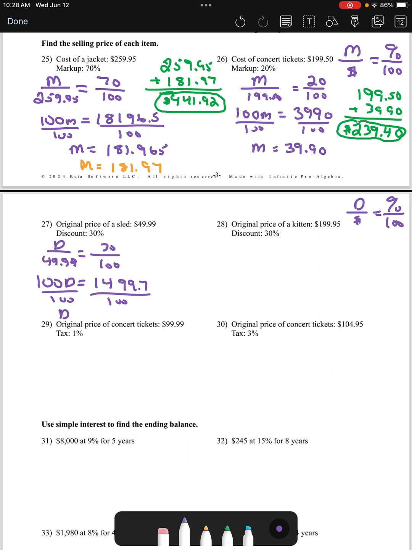When we divide by 100, we're going to get D is equal to 14.997. That's 3 decimal places, and discount is money. It can't be 3 decimal places, so we round. What are we actually going to use?